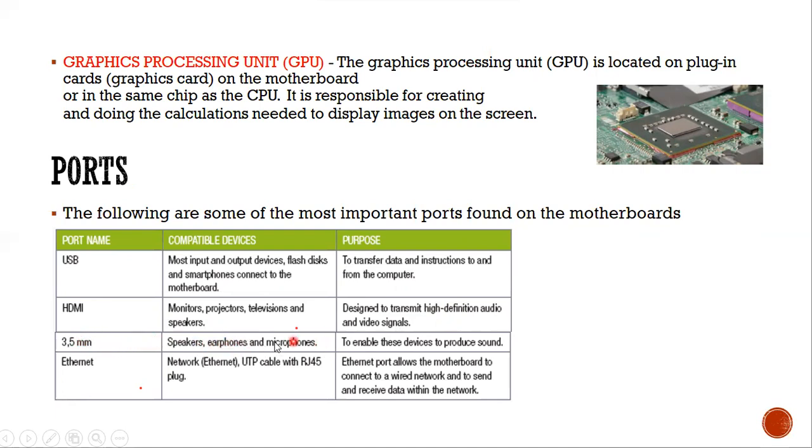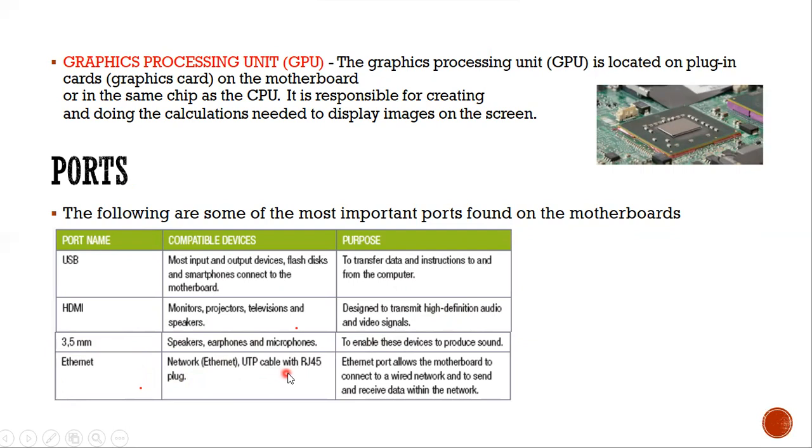Speakers, earphones, and microphones. The port name is 3.5 mm. It enables these devices to produce sound. So these are for your speakers, earphones, and microphones. Your Ethernet, that's for your network.